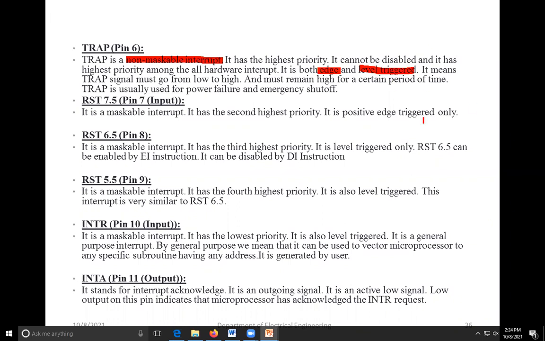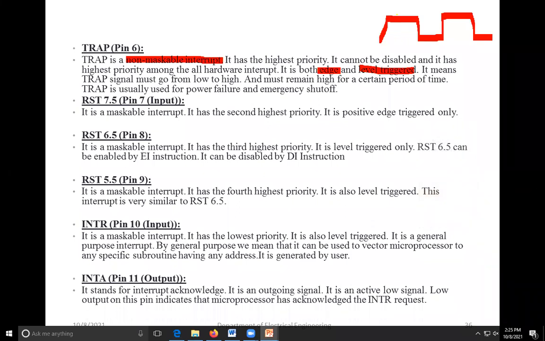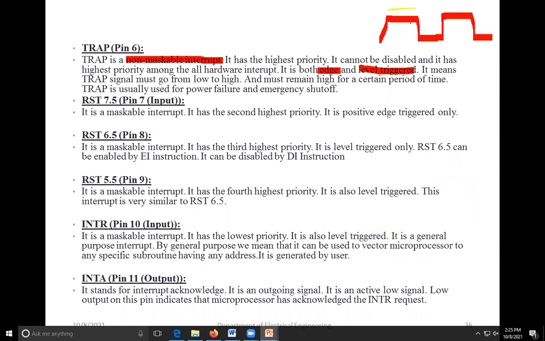See what is meant by the edge trigger. Suppose this is our square wave. In that square wave, if the trigger is given here, this is called the level triggering. This is a positive level triggering, and this is the negative level triggering. Has someone understood positive level and negative level triggering? So it works on both level triggering and edge triggering.